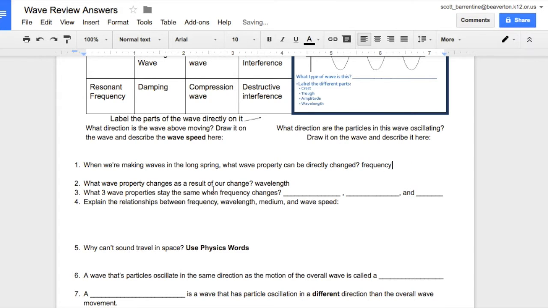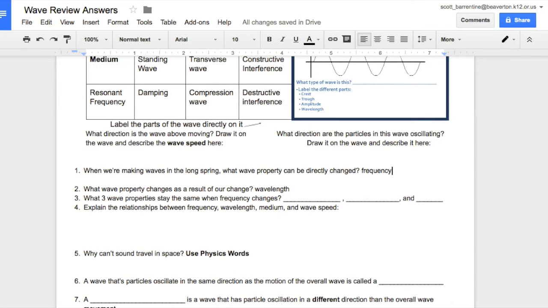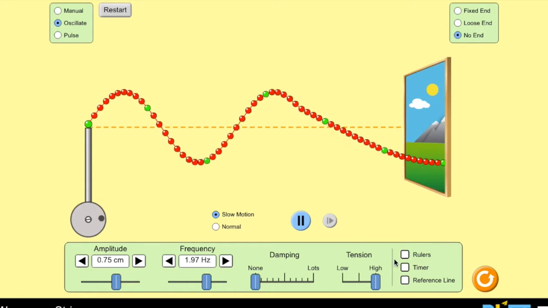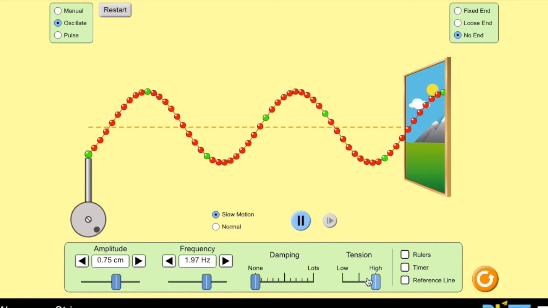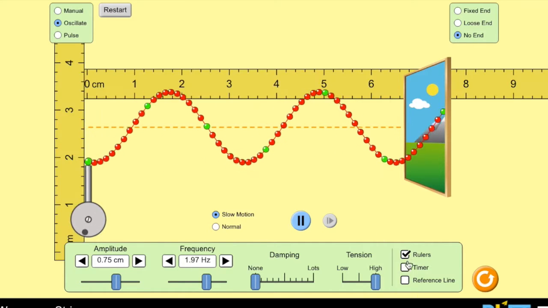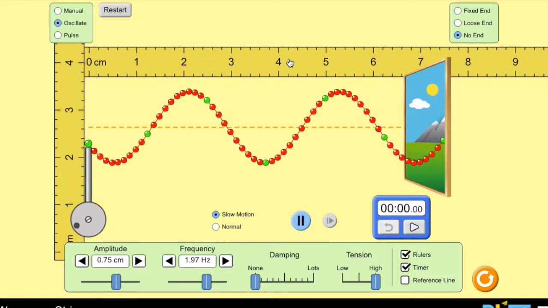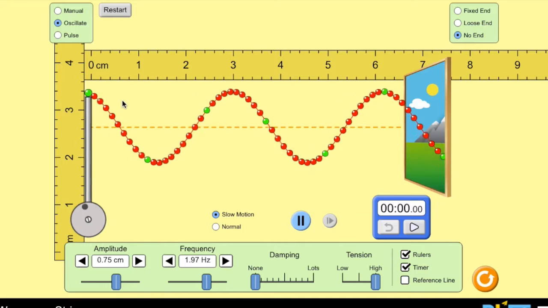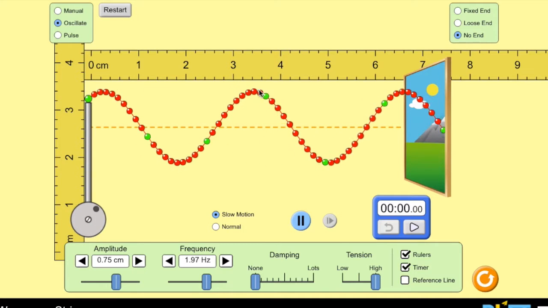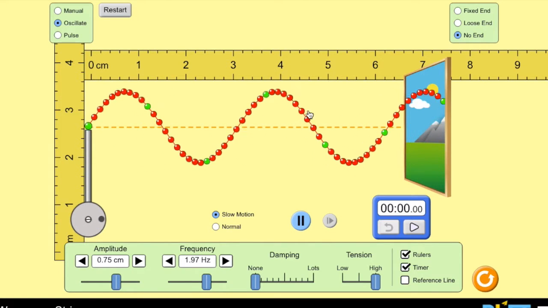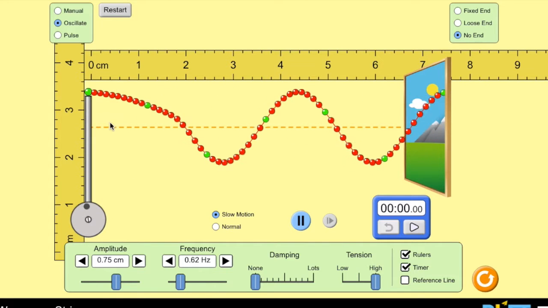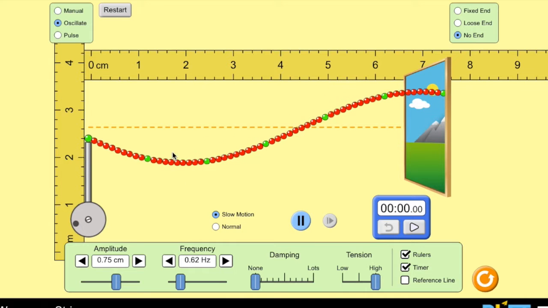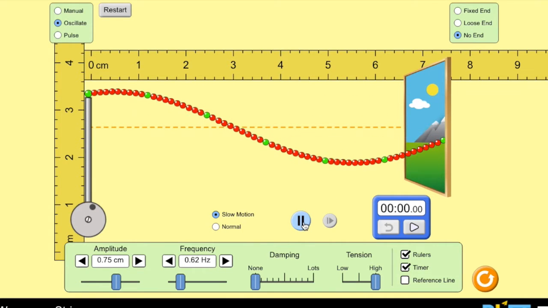So what three properties stay the same when the frequency changes? Well, again, let's look at our wave on a string. The amplitude is its own bar, so that can't change. The tension didn't change because of the frequency. And then there's the other thing that we did together, which was the wave speed. And we found that the wave speed does not change if we change the frequency. Let's count it off. 1 Mississippi, 2 Mississippi, 3 Mississippi, 4 Mississippi, 5 Mississippi to go 5 centimeters. And if I take the frequency way down, it's still 1 Mississippi, 2 Mississippi, 3 Mississippi, 4 Mississippi, 5 Mississippi. Now that wave is much bigger, but the speed is the same.